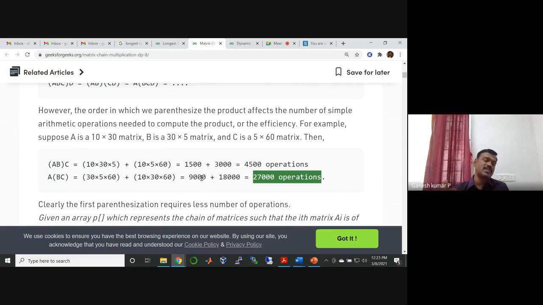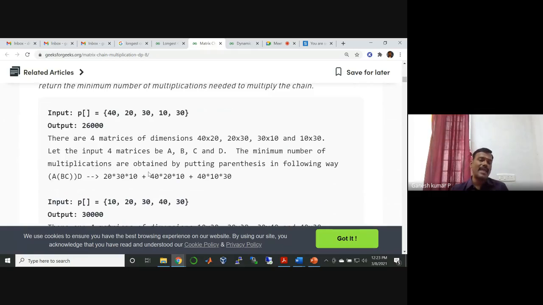So definitely, it is an optimization problem. And you ask whether that problem has two elements or not: the principle of optimality, that is, optimal substructure and overlapping subproblems. If those two things are present, you can confidently start giving the solution to the problem through dynamic programming. For example, this is the input given.